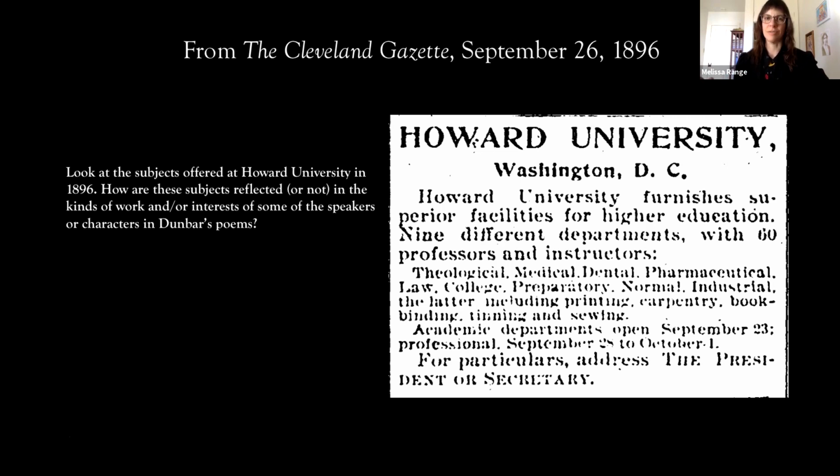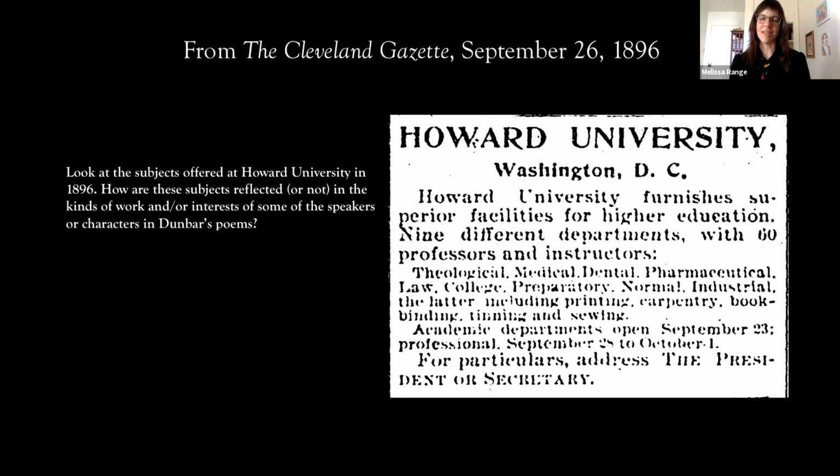How are these subjects reflected or not in the kinds of work and or the interests of some of the speakers or characters in Dunbar's poems? And what I thought was interesting about that is the class immediately noticed, Dunbar in a lot of his poems talks about farming, lots of agricultural poems. And Dunbar grew up in a city, never farmed a day in his life, but his parents who were enslaved did have that agricultural knowledge. And he has tons of poems about farming.